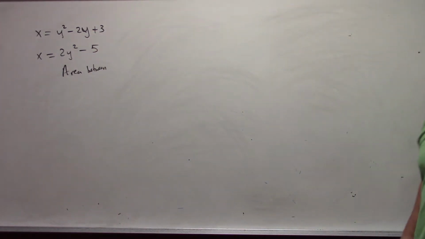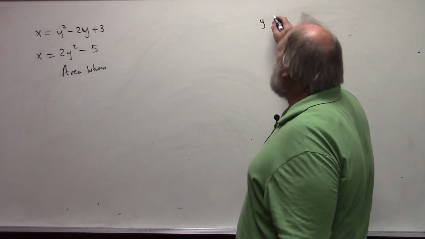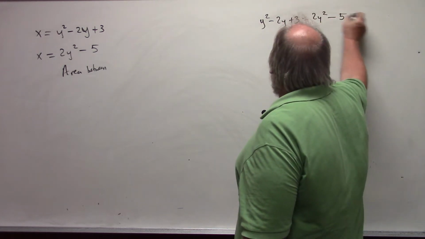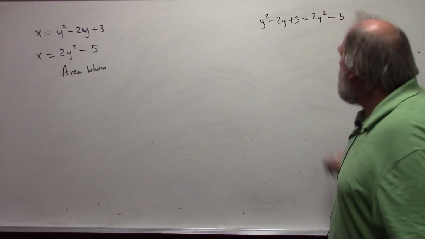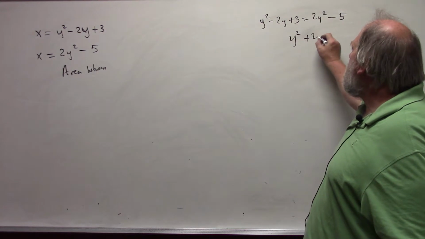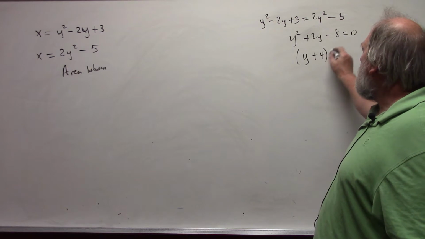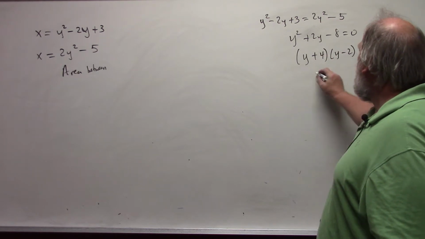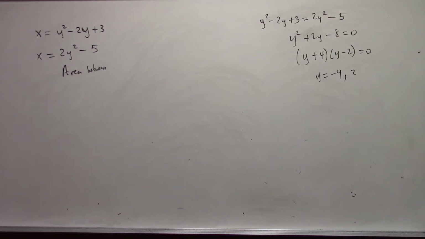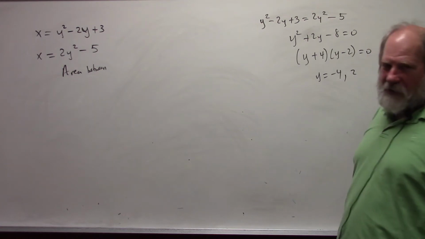Because I want the area between these two curves, I need to know where the two curves intersect each other. And so I will go about solving like I did before. This gives me y squared plus 2y minus 8 is equal to 0, which factors nicely. y plus 4, y minus 2, or y equals negative 4 and 2. So I know these two curves intersect when y is negative 4 and y is 2.